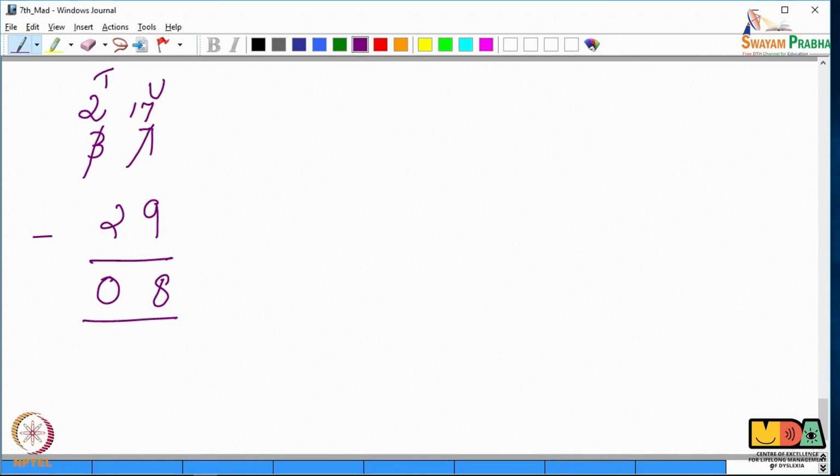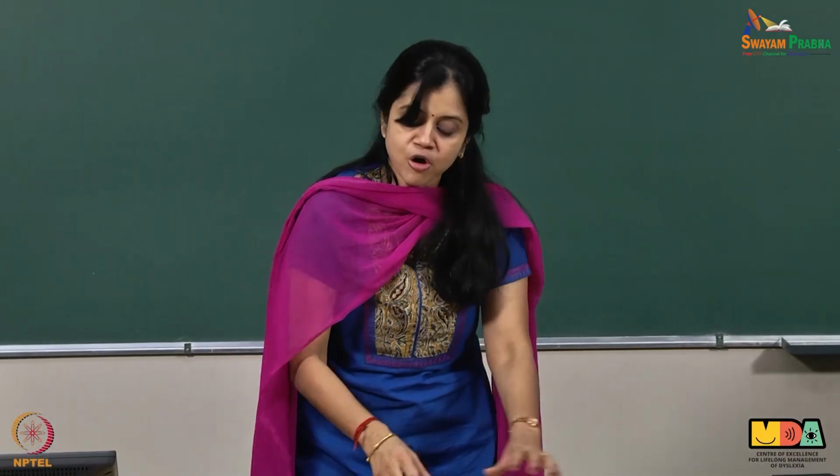Once you start doing it with manipulatives, they find it very easy to do sums based on subtraction, and once they borrow, they also know that they have to change it in the appropriate column.